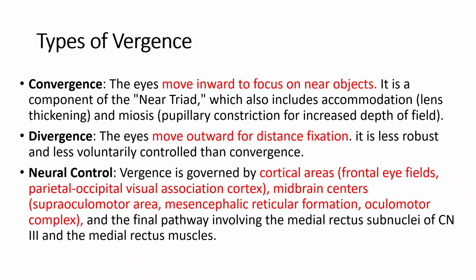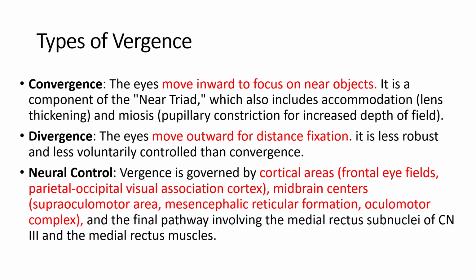Convergence: the eyes move inward to focus on a near object. It is a component of the near triad, which also includes accommodation, that is lens thickening, and miosis, pupillary constriction, increasing the depth of field. Divergence: the eyes move outward for distant fixation. It is less robust and less voluntarily controlled than convergence.